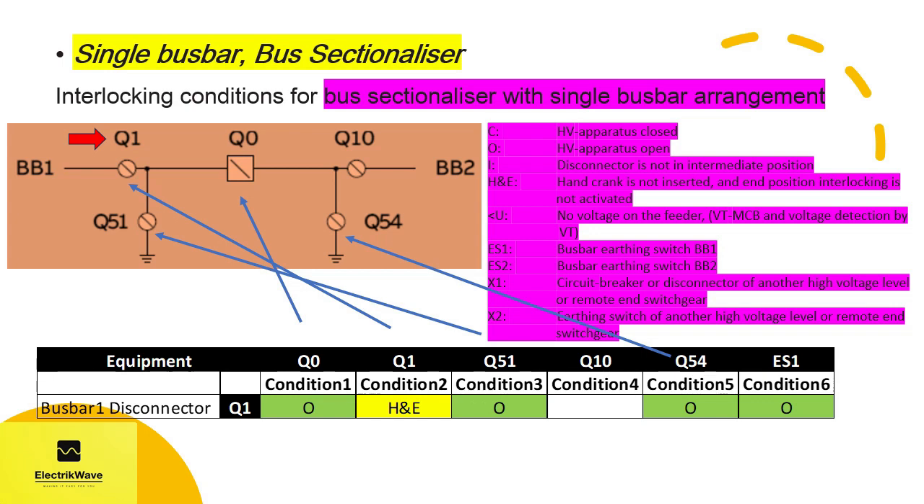Here, Q1 is switchable if conditions 1, 2, 3, 5 and 6 are fulfilled. That is, circuit breaker is open, then busbar 1 disconnector hand crank is not inserted and end position interlocking is not activated. Then earth switch Q51 is open, then busbar 2 earthing switch is also open. Then earthing switch of busbar 1 is open.